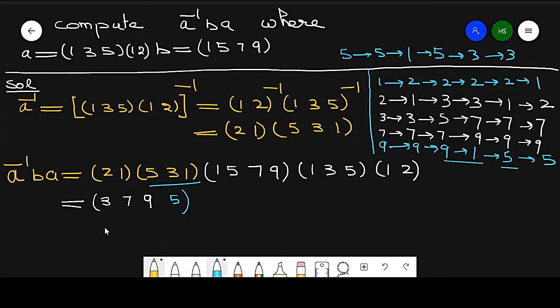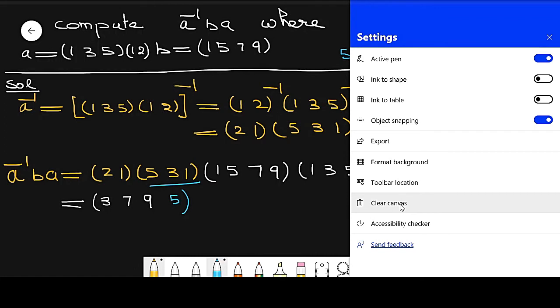5. So in this way we can find the inverse as well as the product of the permutation as well as the cycle. Now next is to write down all the permutations of S which consist of 3 elements.